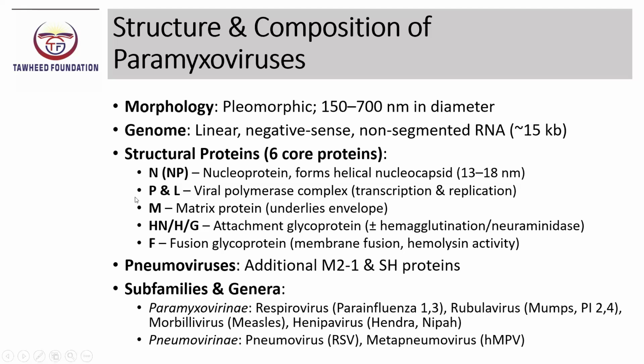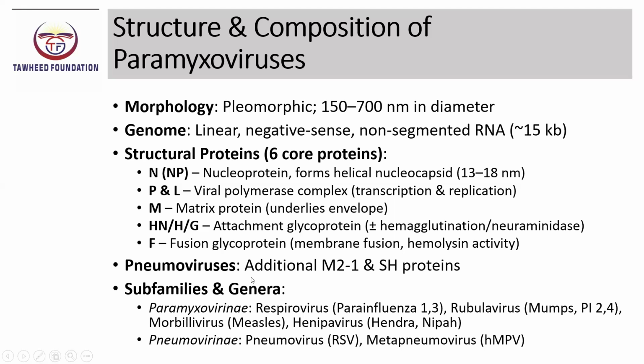A matrix M protein underlies this viral envelope. The larger glycoprotein, HN, H or G, may or may not possess hemagglutinin and neuraminidase activities and is responsible for attachment to the host cell. It is assembled as a tetramer in the mature virion. The other glycoprotein, F (fusion), mediates membrane fusion and hemolysin activities.